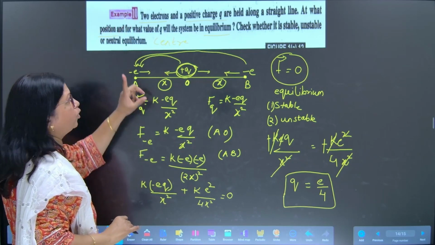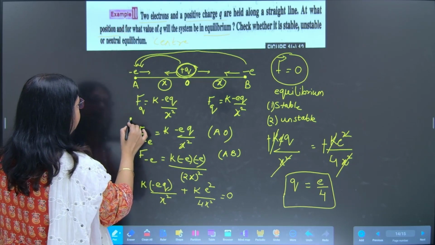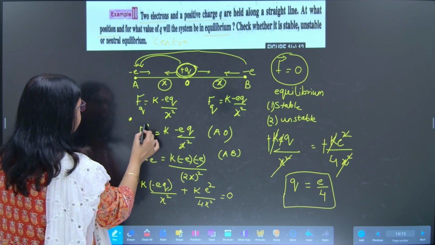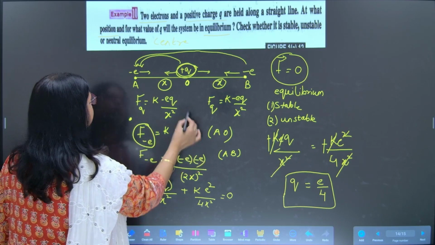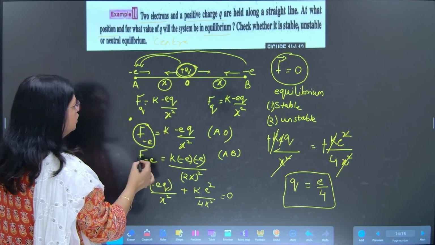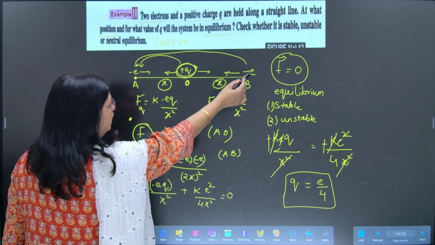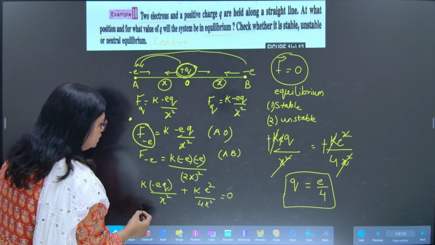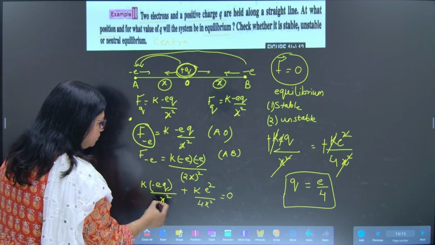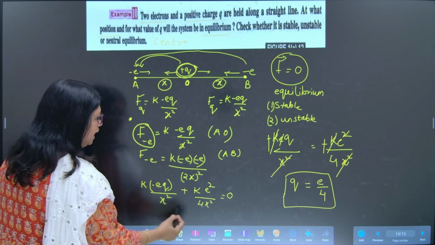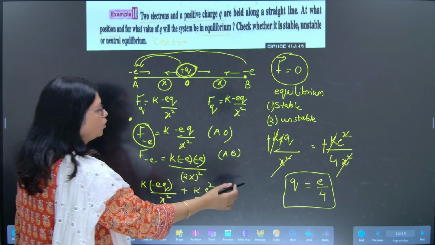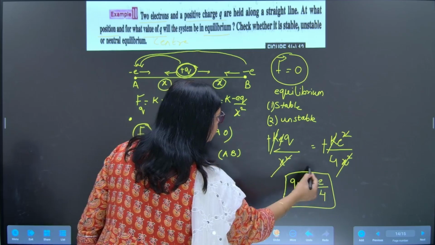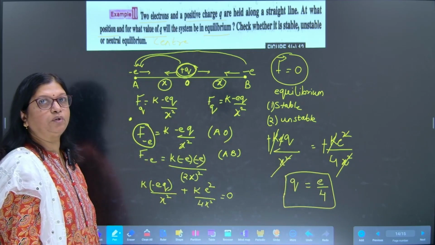For what value? What did we do? We started calculating from here. We calculated the force on the electron due to plus Q, and the force on the electron due to the other electron having the charge minus Q. We said that if it has to be in equilibrium, the net force should be equal to 0, and calculated the value of Q asked for equilibrium, which is Q equal to E by 4.